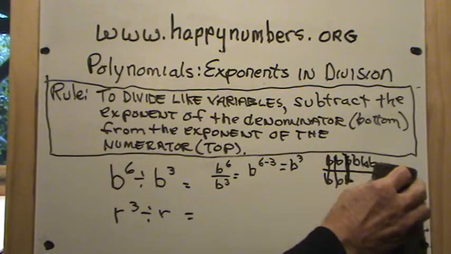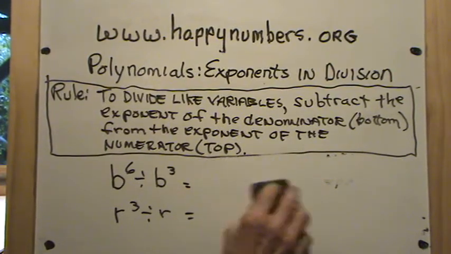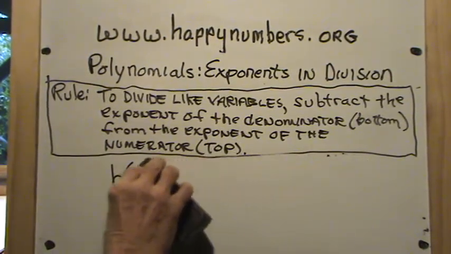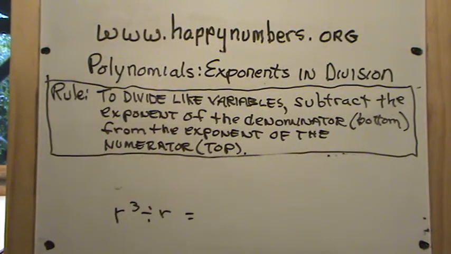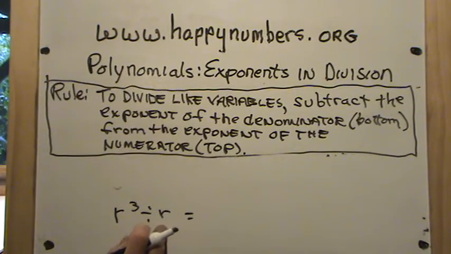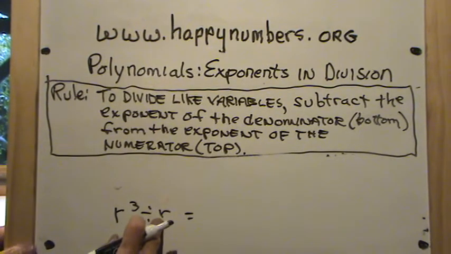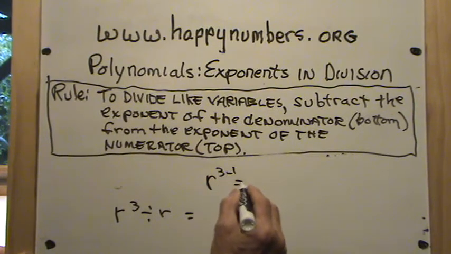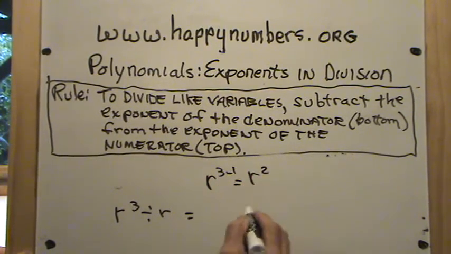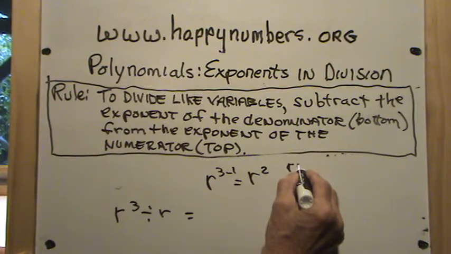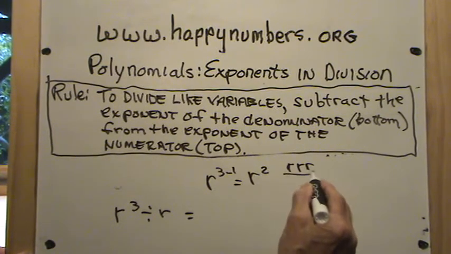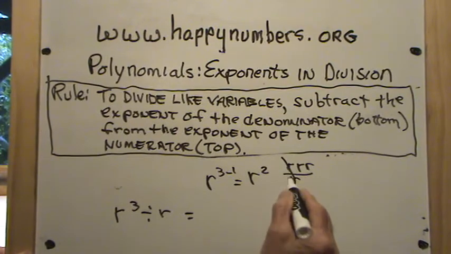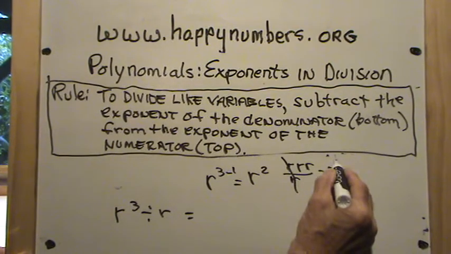Excellent. Let's take a look at the R one. R to the 3rd divided by R, and this is R to the 1st, as you know, would be R to the 3 minus 1, which would equal R to the 2nd. And the reason for that is R to the 3rd, which would be R times R times R, divided by R to the 1st. They cancel out, and it would be R to the 2nd.